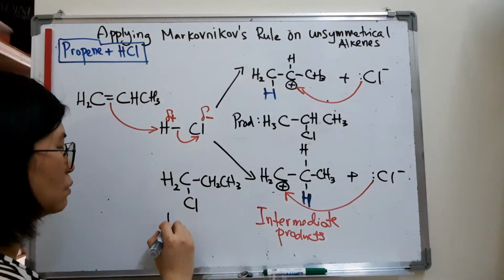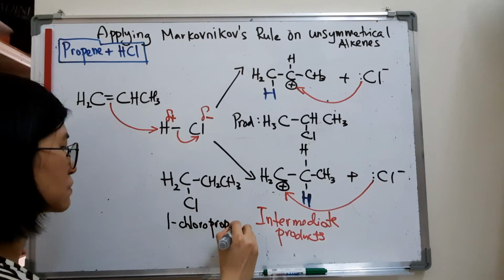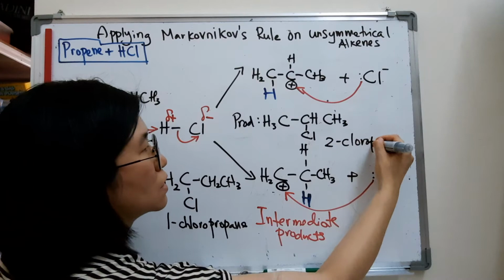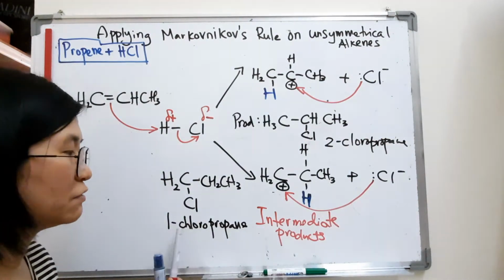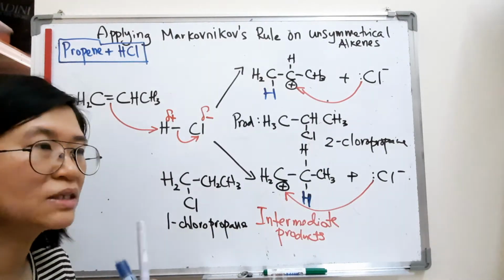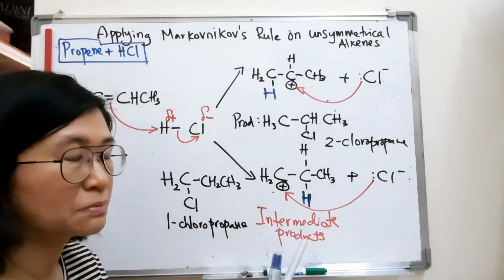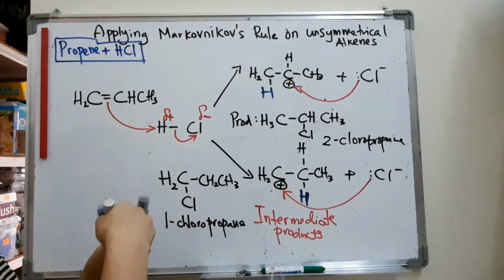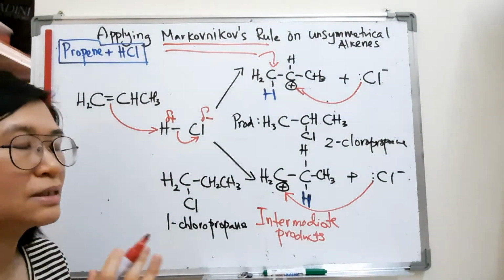This is 1-chloropropane. This is called 2-chloropropane. Okay, now it's not a matter of the product. The product is not the main factor that affects which one is major and which one is minor. It is, again, I say, the intermediate products. You need to look at the intermediate product. So this is where you apply the Markovnikov rule into analyzing the intermediate product.